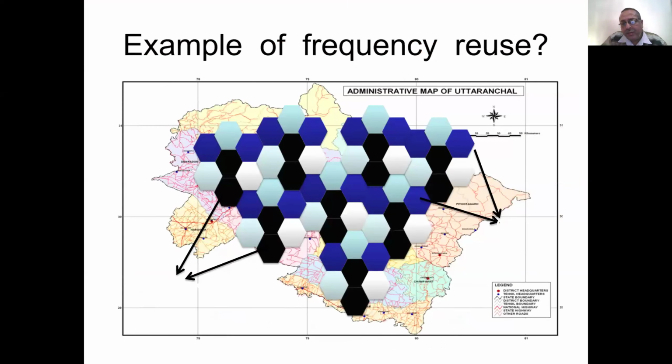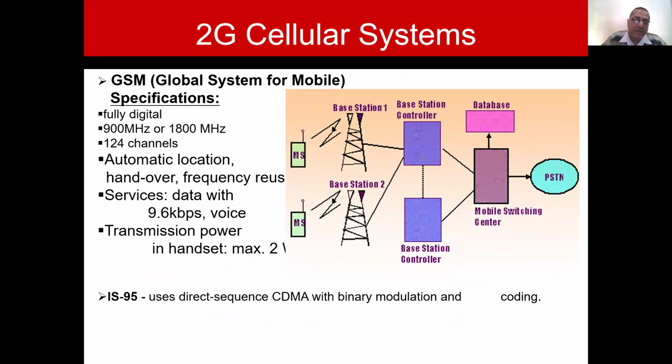Now, if we talk of this wireless technology, the first technology was called GSM, which is a digital technology. Earlier to that, we had AMPS, which is called analog mobile phone service, in which so many facilities were not there. But with the invention of GSM, which is called Global System for Mobile Communication, the whole world is normally going by this technology. This is the fully digital technology in mobile. It uses 900 megahertz or 1800 megahertz frequency. It has 124 channels for transmission. There are automatic location and handover facilities, and frequency reuse service.